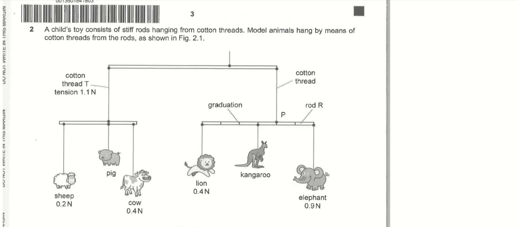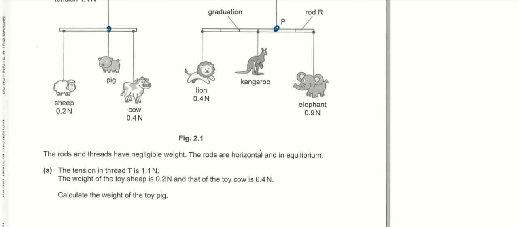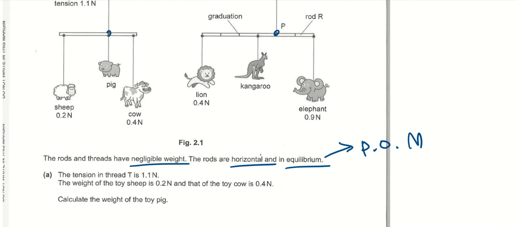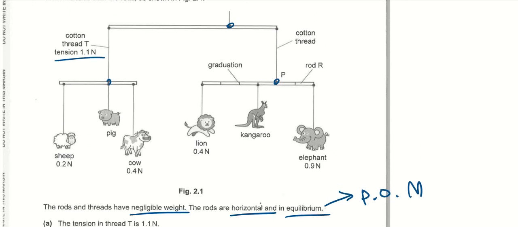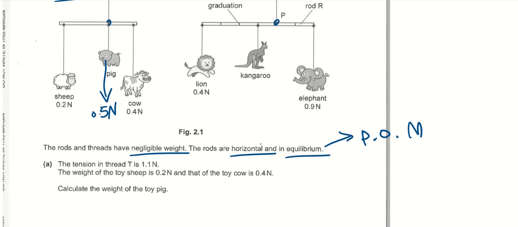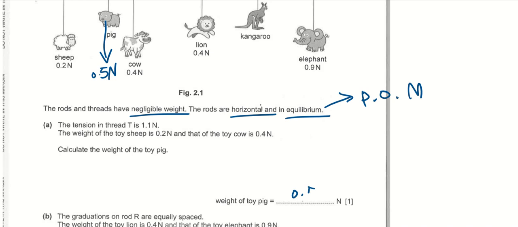Okay, so this is a moment question, right? Because you see there are actually a lot of pivots here. The rods and threads have negligible weight. That means they don't add on to any forces. The rods are horizontal and in equilibrium. That means we can apply the principle of moments. Now the tension in thread T, where's thread T, is 1.1 newtons. That means the total downward force for the peg, shape, and count must be equal and opposite to 1.1 newtons. So the peg has a weight of 0.5 newtons. Calculate the weight of the toy peg, so it's 0.5 newton.